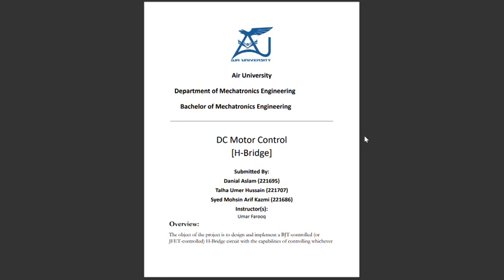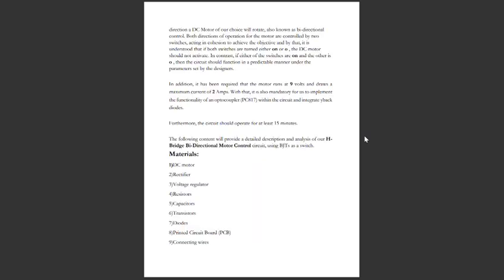First of all, let me give an overview of this H-bridge circuit. The objective of the project is to design and implement a BJT controlled H-bridge circuit with the capability of controlling whichever direction the DC motor rotates, of our choice, also known as bidirectional control. Both directions of operation for the motor are controlled by two switches.